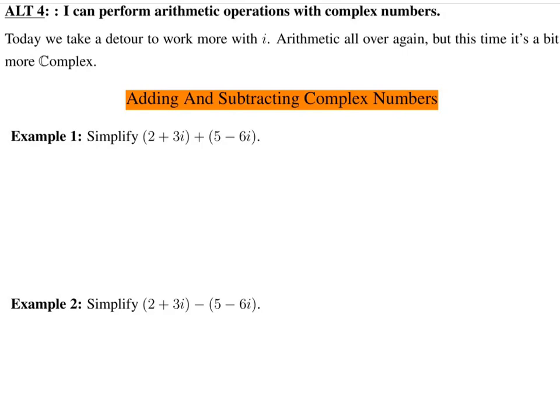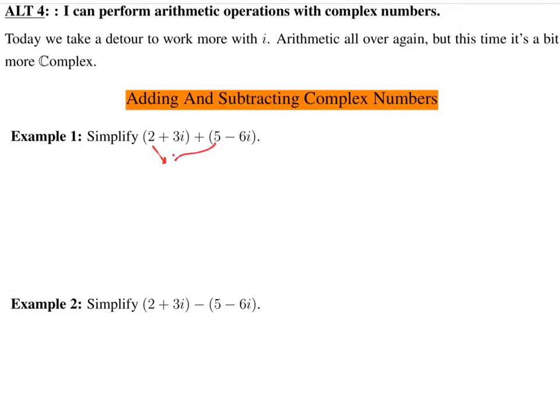Today we begin the fourth learning target, which is about performing arithmetic operations with complex numbers. There's a lot of work going to happen here in this learning target, and we're going to begin with adding and subtracting, and I can guarantee you that adding and subtracting will be a thoroughly underwhelming experience. So let's get started. First example, we have to simplify 2 plus 3i plus 5 minus 6i.